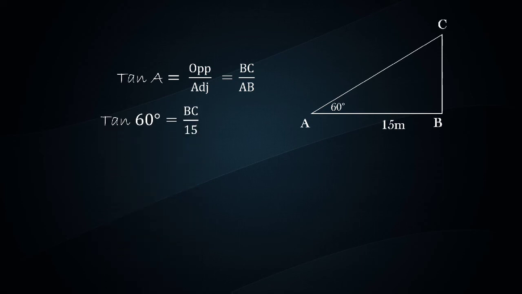Now tan A, we already know the angle to be 60 degrees. So tan of 60 degrees, we have already studied numerical values for these specific angles. So tan 60 is nothing but root 3. BC is something that I need to find out, and I already know the length of AB, which is 15 meters. So therefore the length of BC will be 15 root 3. So 15 root 3 is equal to BC. That's the measurement for the opposite side.